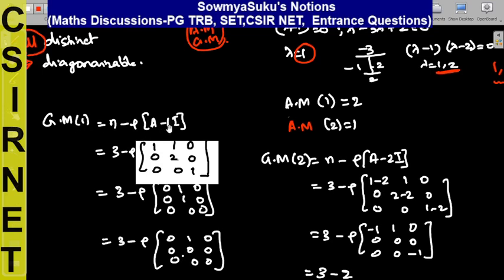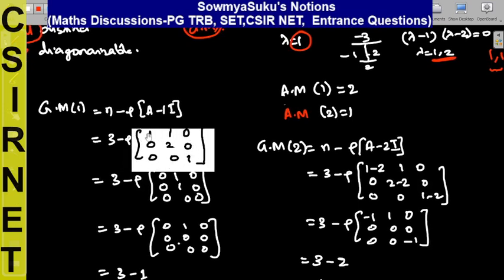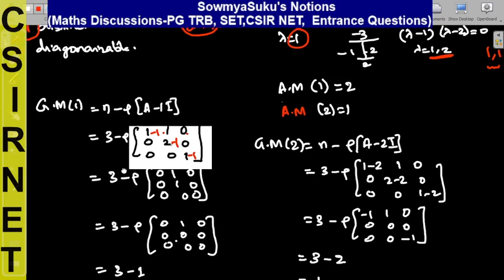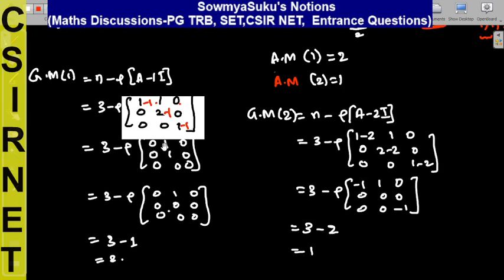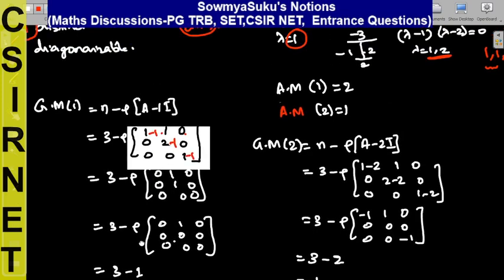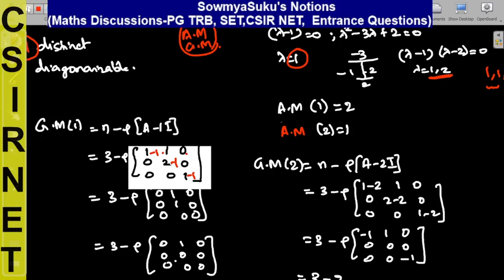Here lambda is 1. So 1 into I, which is equal to 3 minus rank of, this is the value of A. Okay. So what I have to do is minus I. So here minus 1. Yes, minus 1. Here minus 1. So that I am getting here 0, 1, 0. Right. So that 3 minus rank of here 0, 1, 0, 0, 0, 0, 1, minus 1, 0, 0. So number of non-zero rows is only 1 row. So 3 minus 1 which is equal to 2. You can check here algebraic multiplicity of 1 is 2 and the geometric multiplicity of 1 is also 2.